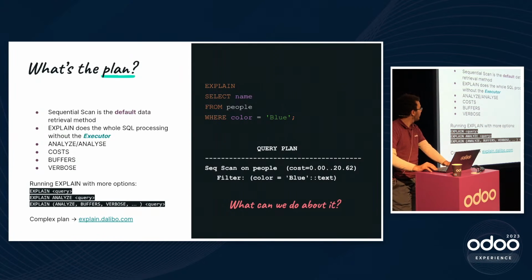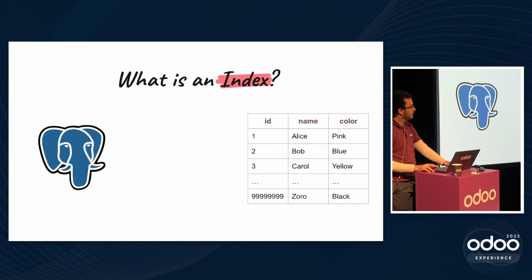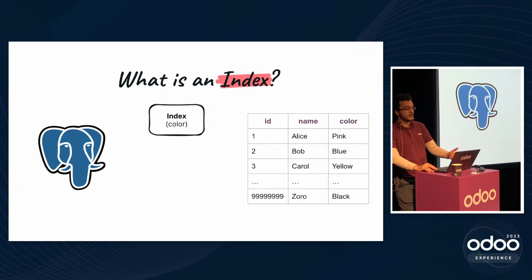In the end, we have a plan. We saw it's a sequential scan. What can we do about it? And here comes the big question of indices. What's an index? It's just a data source that lives next to the table, and it has a key. In our case, we use the color.